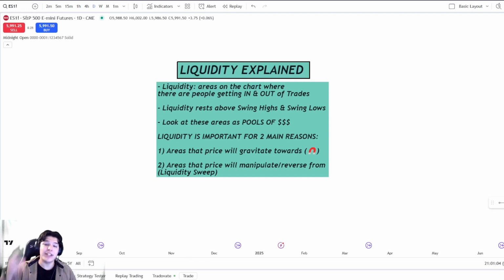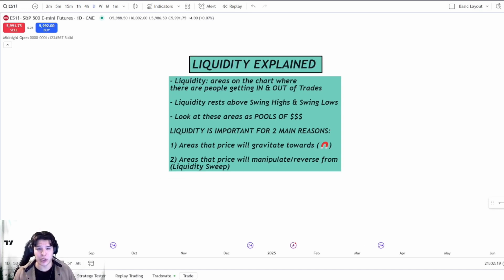Not only that, but the second reason is that these are areas where price is also likely to manipulate. And all that really means, it's a fancy way of saying these are areas where we can see potential reversals from, okay? And what we're actually going to call this manipulation of a high or a low is a sweep of liquidity. There's your soundbite right there. That's pretty much it for the conceptual. We've gone over what is liquidity, why it's relevant to us, and how to visualize it. So now let's go over some examples to wrap up this concept.